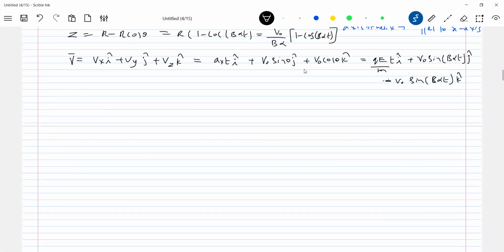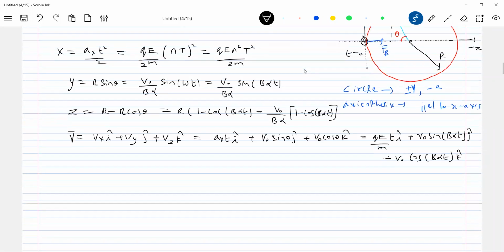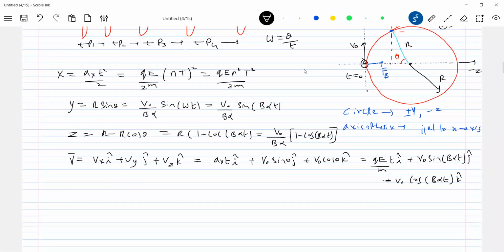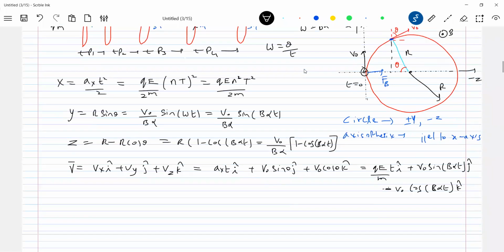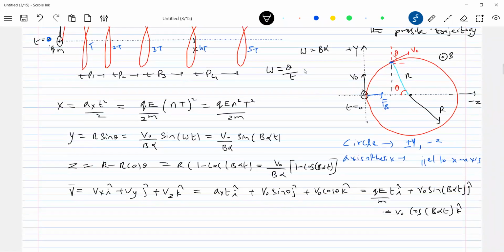So here, sir, it is V naught cos beta, b alpha t k cap. Okay, yeah, thank you. Okay, yeah, V naught cos theta. Oh no, this is cos, that is sine.